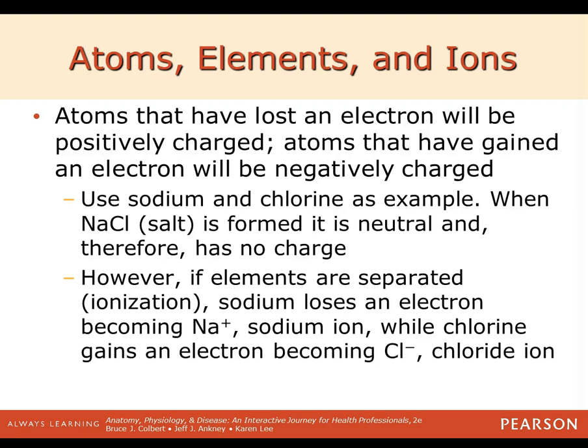However, if the elements are separated out, if they're ionized, the sodium loses an electron and becomes sodium with a 1+ charge. That's known as a sodium ion. While chlorine will gain an electron, which makes it Cl negative, and that becomes the chloride ion. Like magnets, positives and negatives want to come together, and that's how compounds are formed.